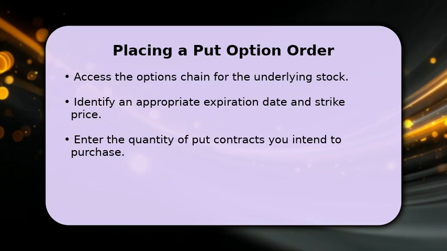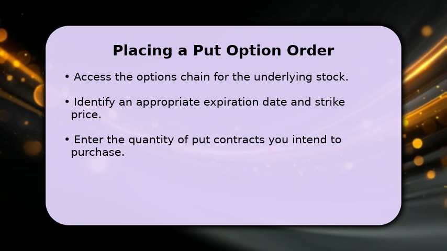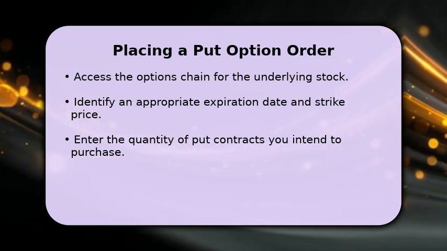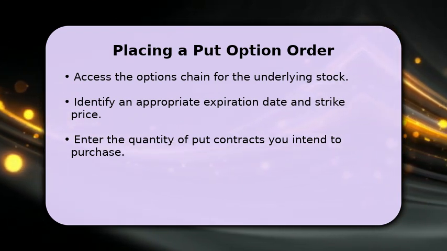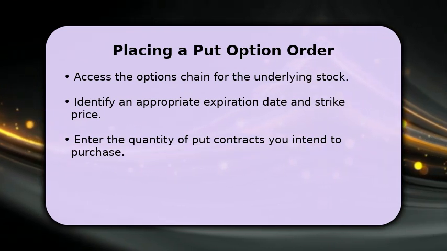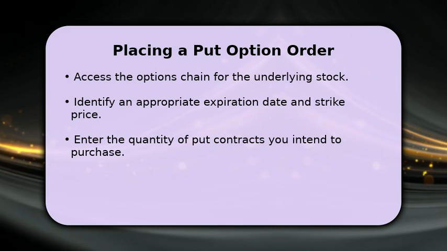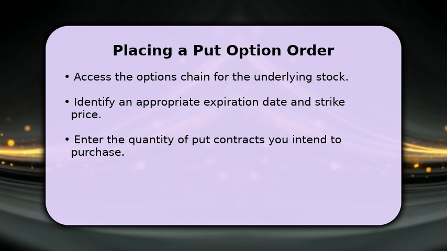Placing a put option order follows a very similar process. Once you're on the options chain for your selected stock, you will identify the put options. Choose an expiration date and a strike price that reflects your market outlook. Then, specify how many put contracts you want to buy and select your desired order type. It is essential to meticulously review all the order details one final time before submitting your put option trade.